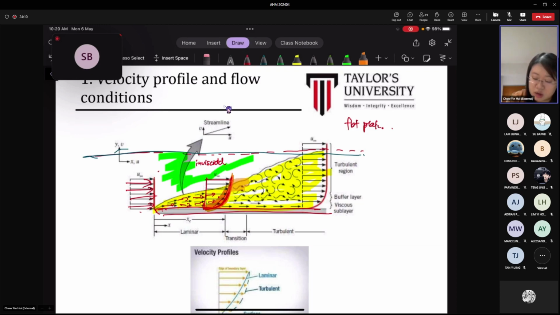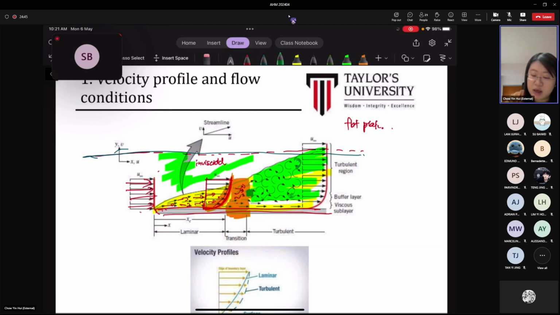This is a transition region where sometimes the fluid flows in a streamlined manner, or sometimes there will be some mixing, or sometimes it could be both. Then even further down in the positive x direction, the turbulent region is more developed already. So there is more mixing of fluid, more eddies that bring the parcel of fluid from the higher velocity region towards the lower velocity region.